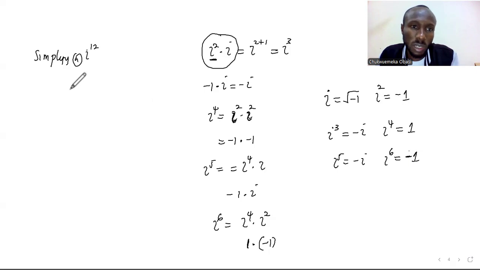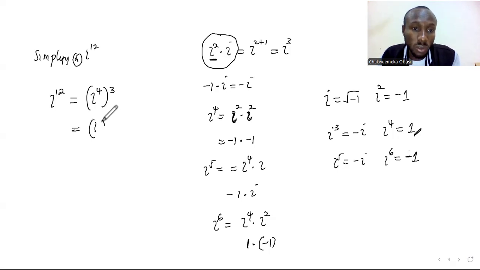Now let us simplify what was given to us. i to the 12 can be written like i to the 4, then all to the 3. Why? Because 4 times 3 is 12. I definitely know what i to the 4 is. i to the 4 is just 1. Then to the 3, and 1 to the 3 is 1 times 1 times 1, which is 1. So this answer is going to be 1.